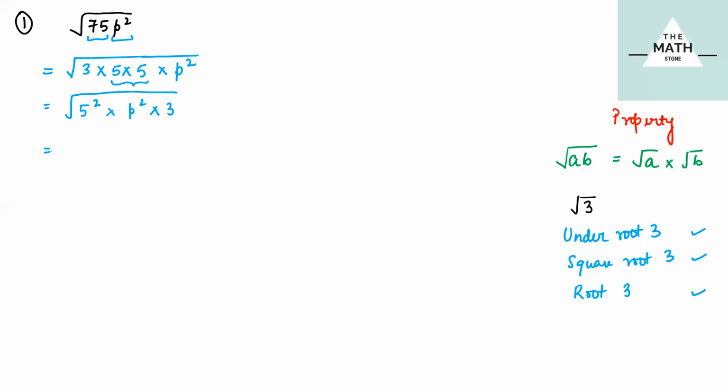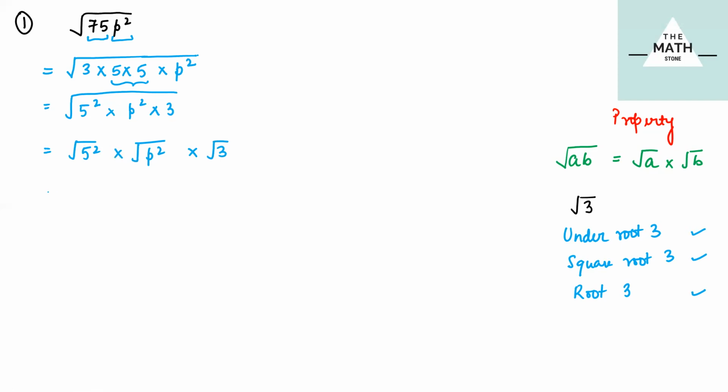Now, third step, I will apply the multiplication property of square roots. This property, the green one, I'm going to apply now. So they will be separated now. So square root of 5 squared times square root of p squared times square root of 3.